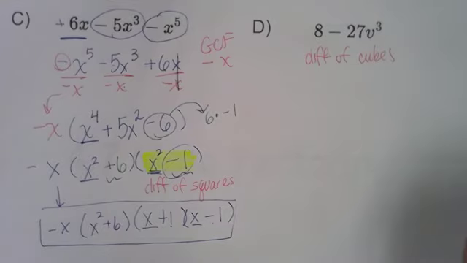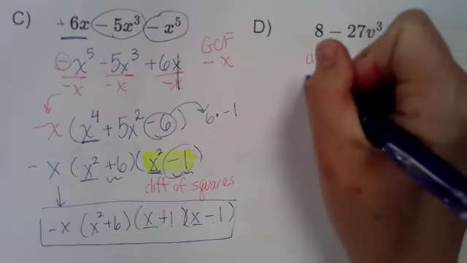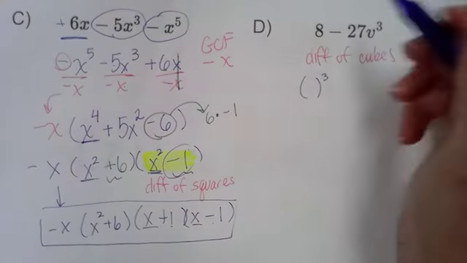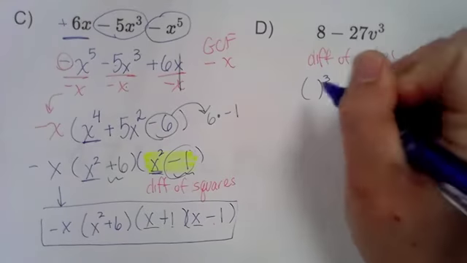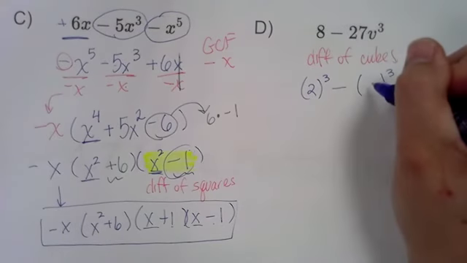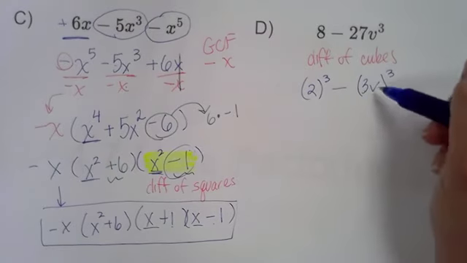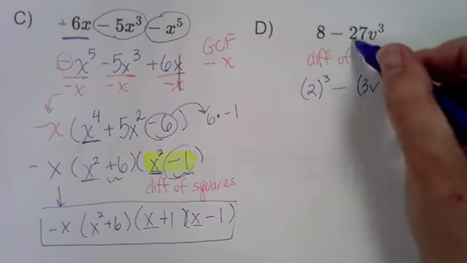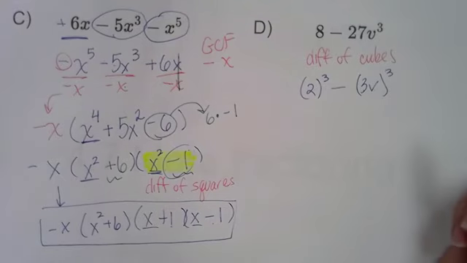This is that pattern we learned on Monday. So we need to see, hey, what is being cubed to get 8? 2. Excellent. 2 is being cubed. And then what is being cubed to get 27b cubed? 3 with a b. Yep. 3b times 3b times 3b is how we get that 27b cubed.